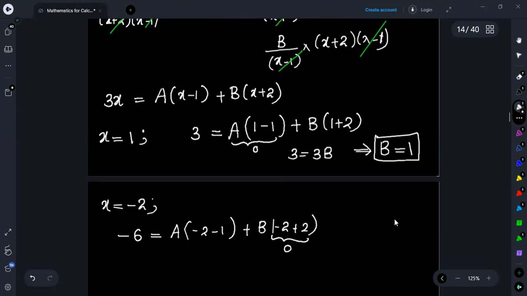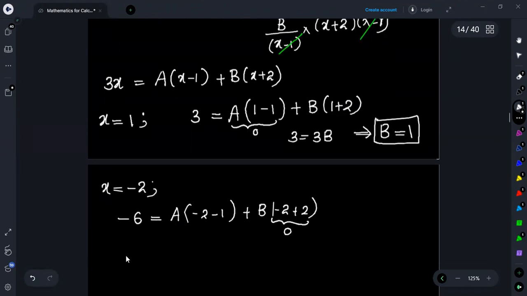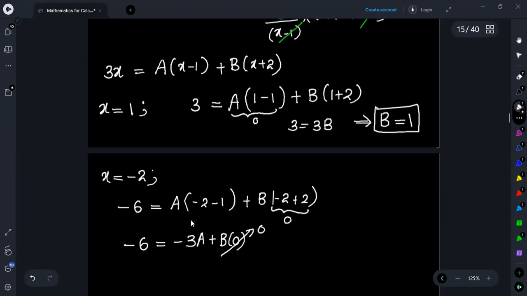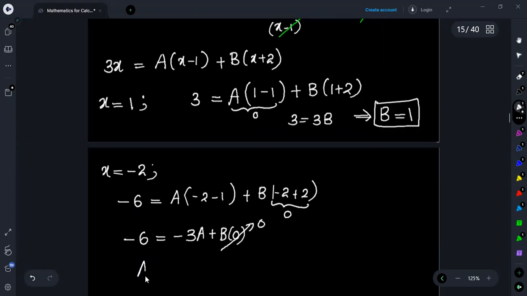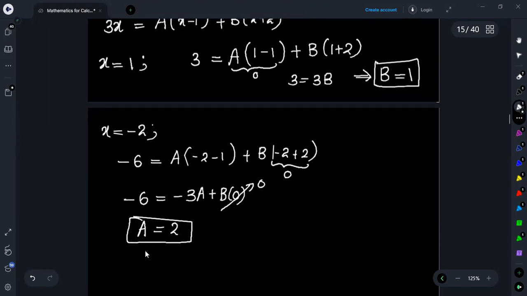So we can obtain an expression as minus 6 is equal to minus 3a plus b times 0. Since this part goes to 0, we can divide both sides by minus 3. With that, we obtain a is equal to 2. So we have obtained the values for a and b.